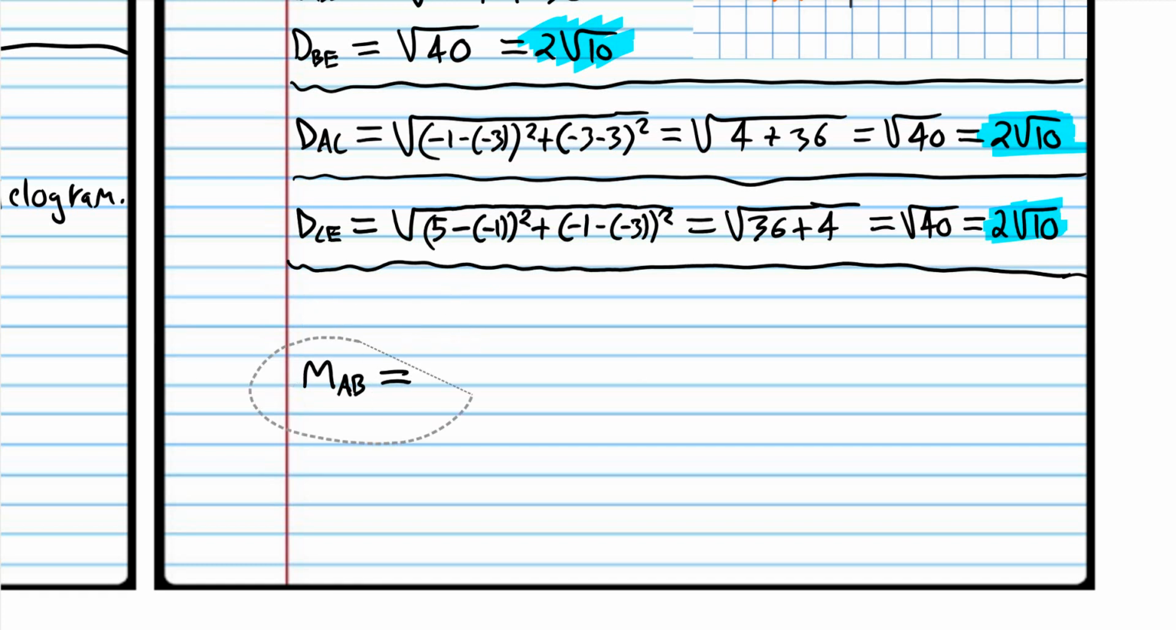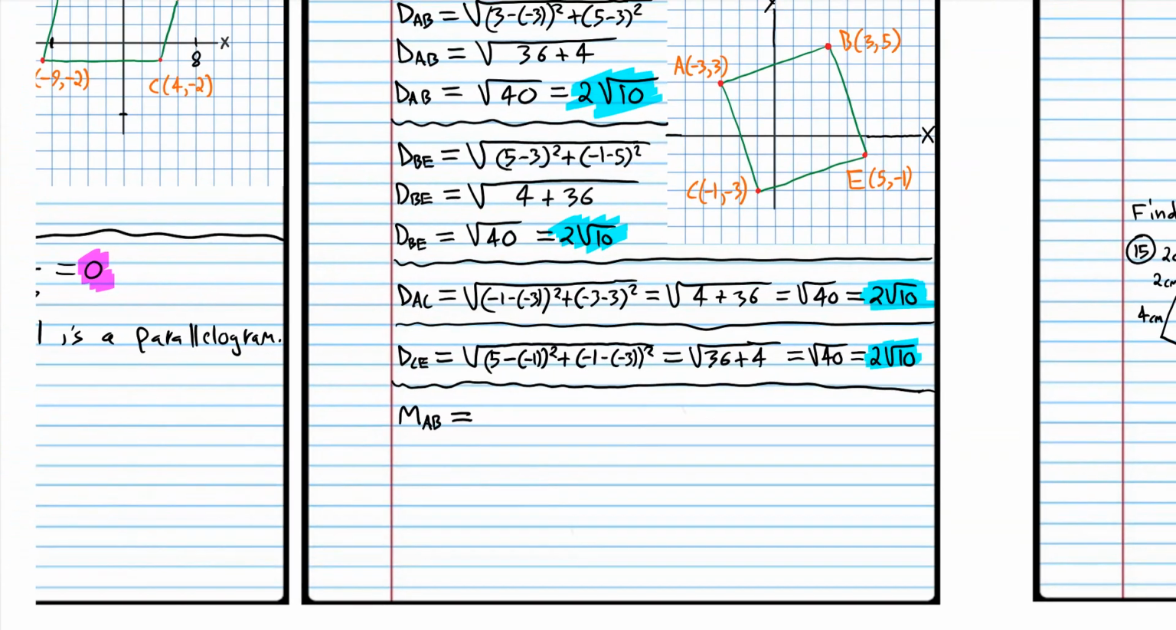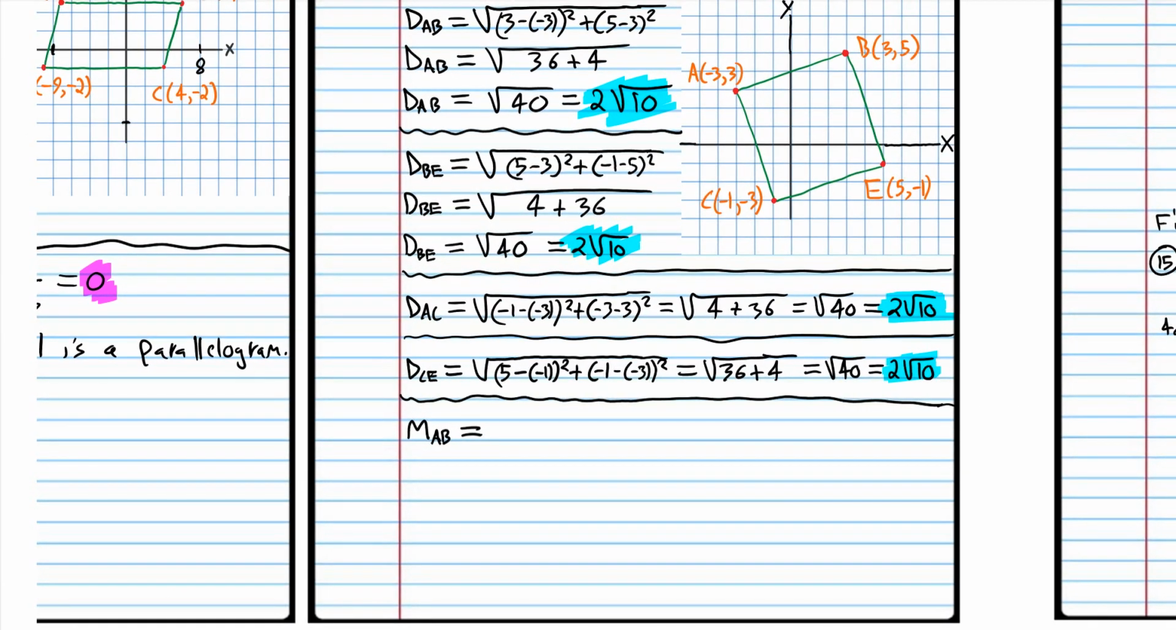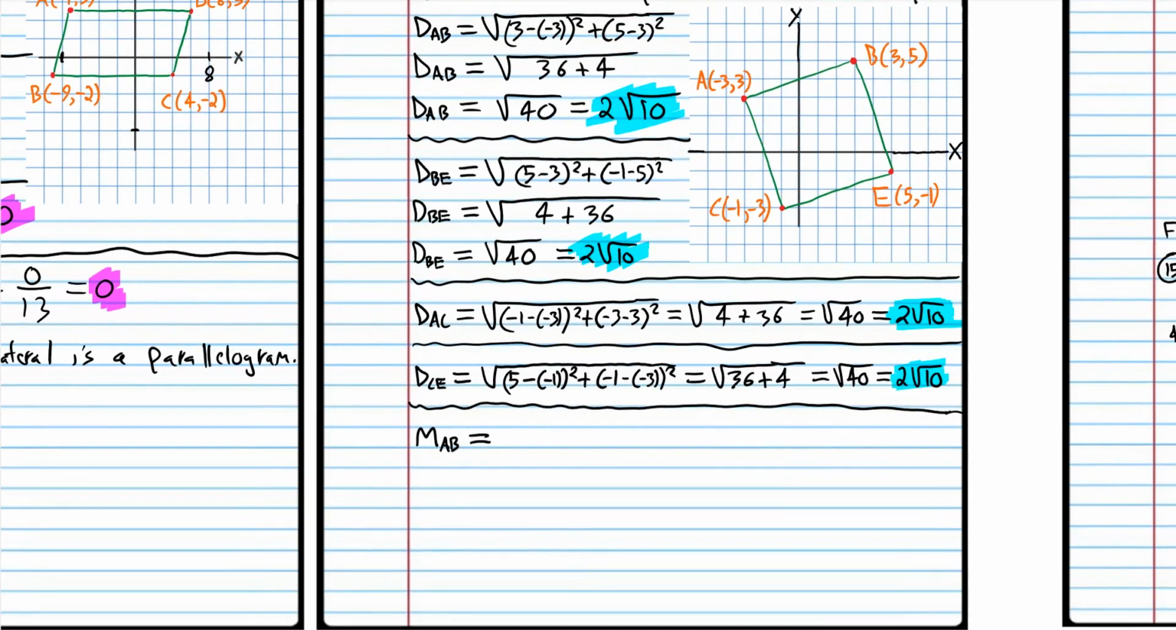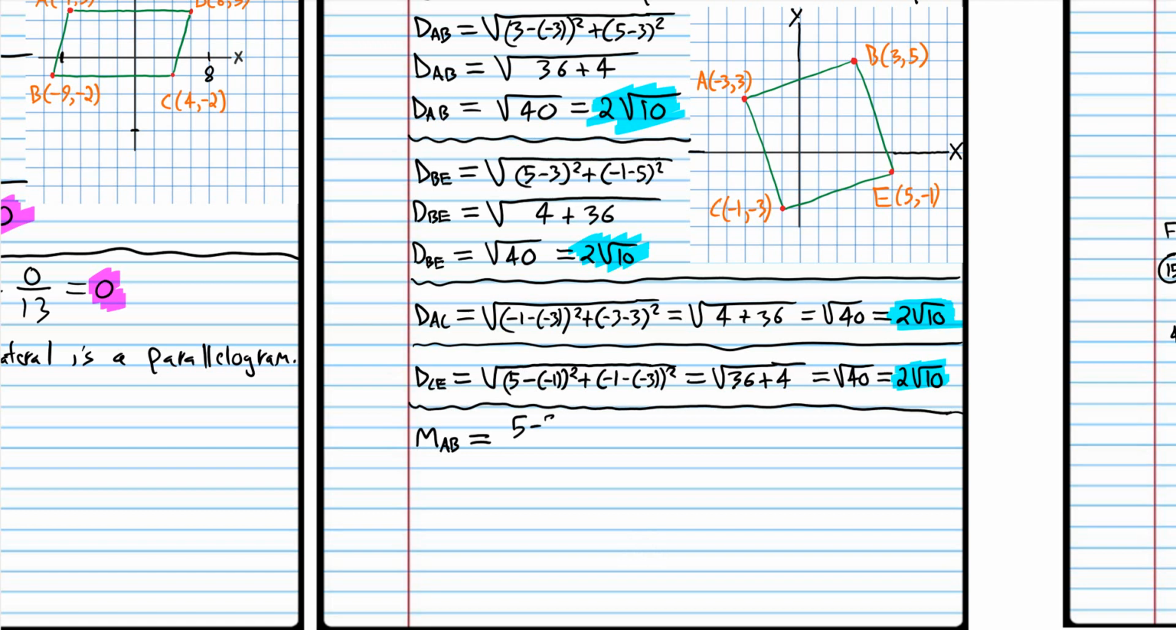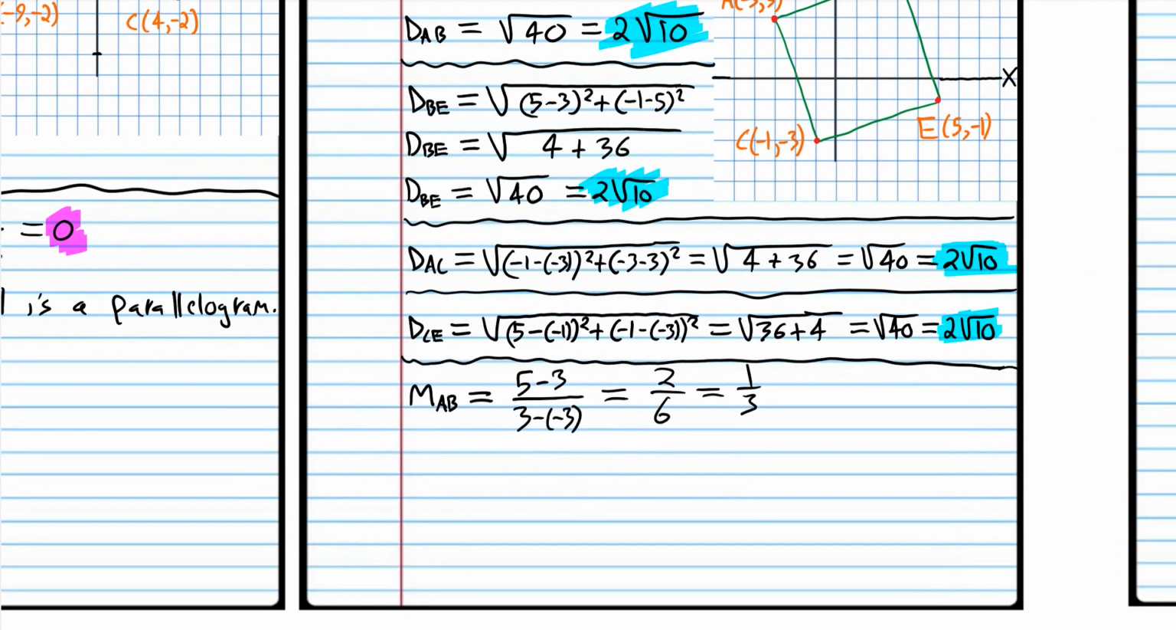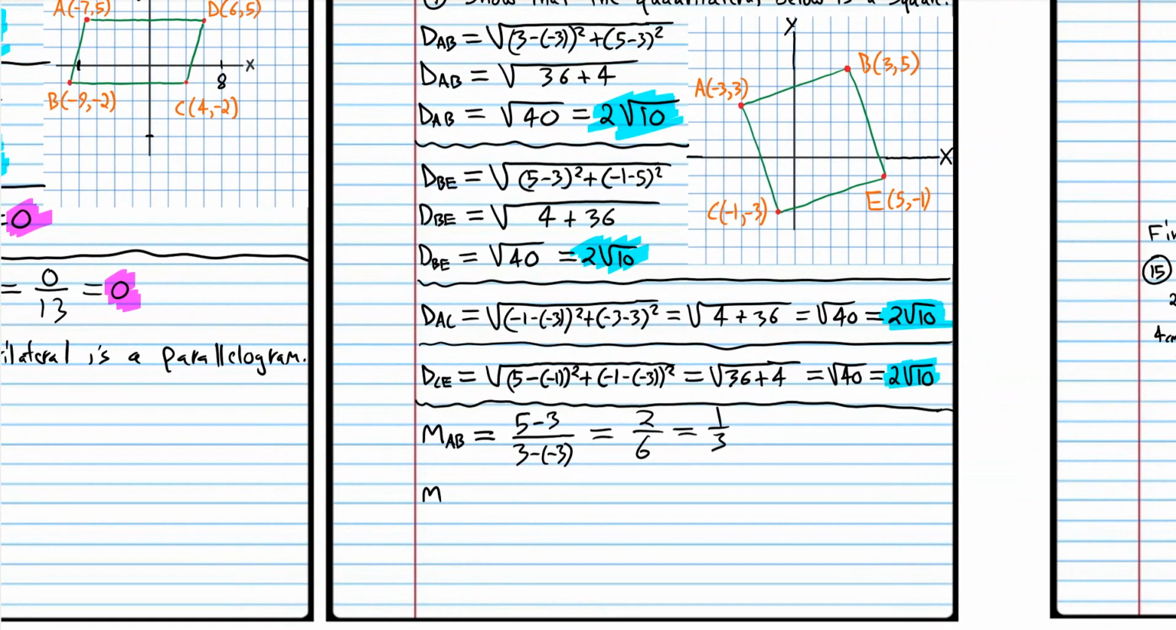So the slope, I'm going to get rid of this because I don't really have room to show that. The slope of line segment AB, using A as point 1, we have 5 minus 3 over 3 minus negative 3. And that would be 2 over 6, which is 1/3, if you reduce it. So now let's find the slope of BE.